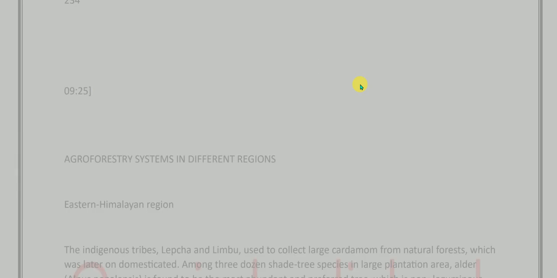Agroforestry systems in different regions. Eastern Himalayan region. The indigenous tribes, Lepcha and Limbu, used to collect large cardamom from natural forests, which was later on domesticated.